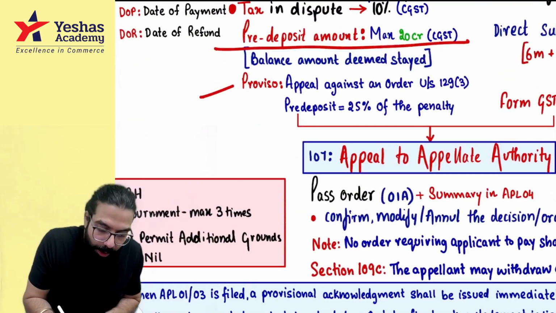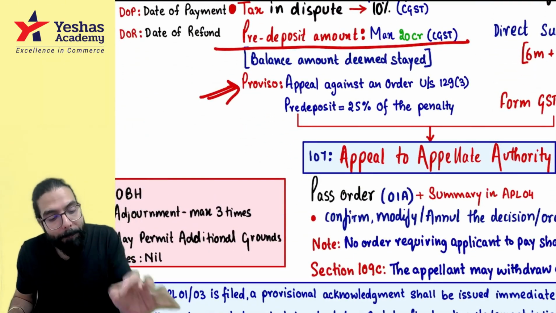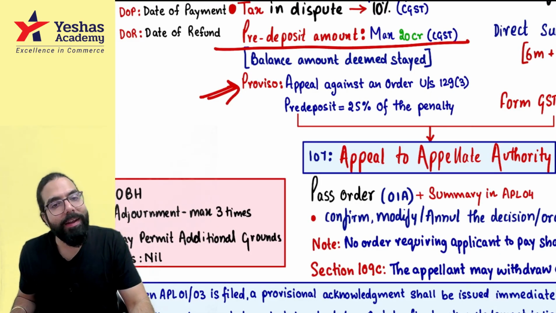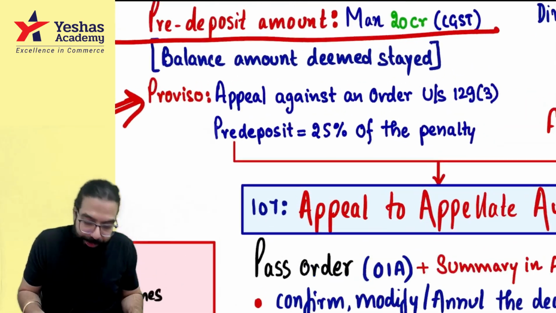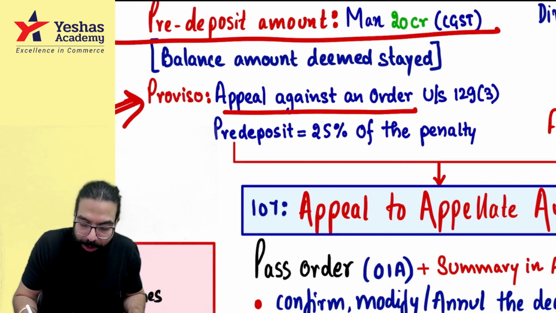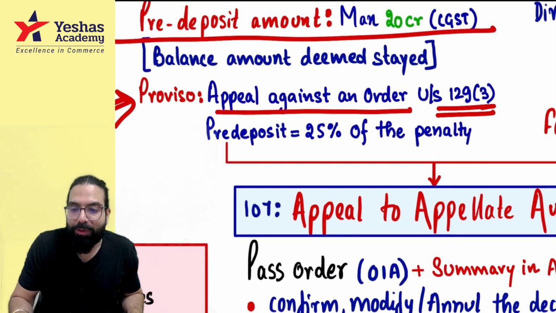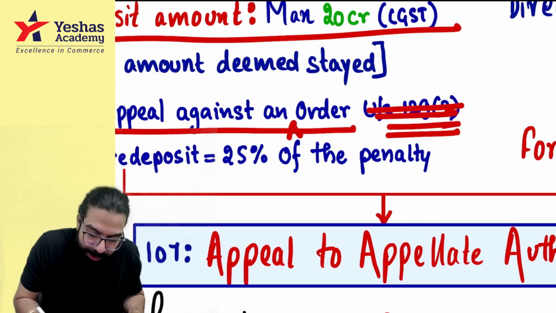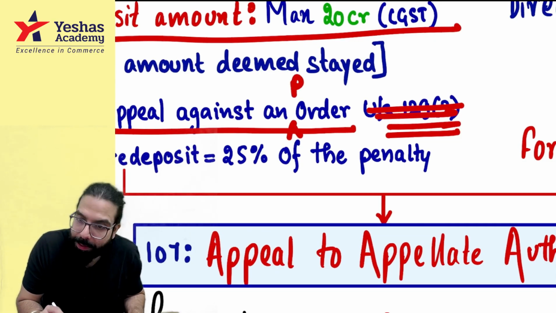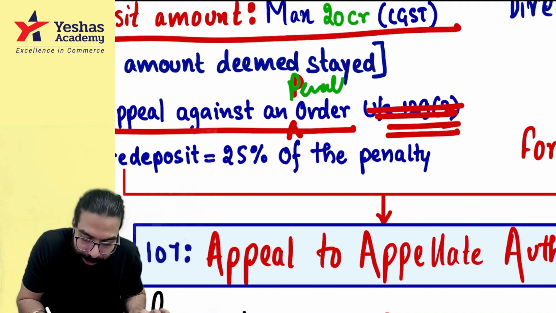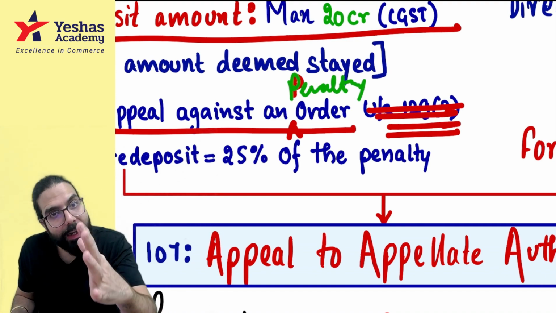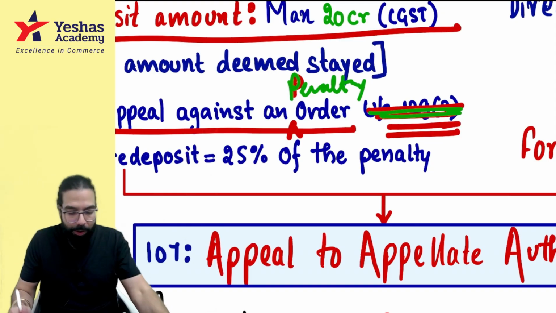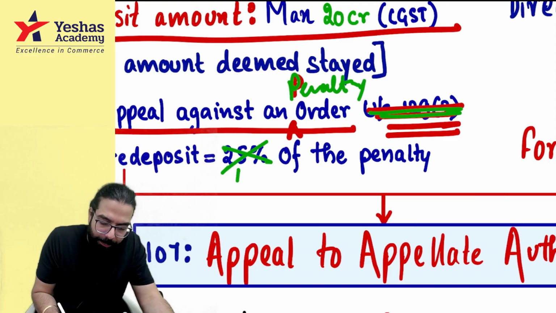Whenever there was a pure penalty order, everyone listen to me very carefully. For an appeal against a pure penalty order, they used to say an appeal against an order under section 129(3), which was a penalty order under section 129. Now they have told that if it's a penalty order, any penalty order, earlier it was only 129(3), now deleted. Now for any penalty order, pre-deposit shall be 10% of the penalty.